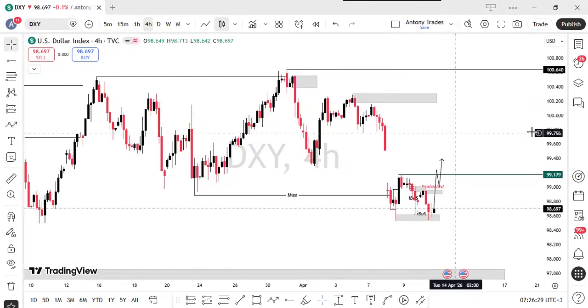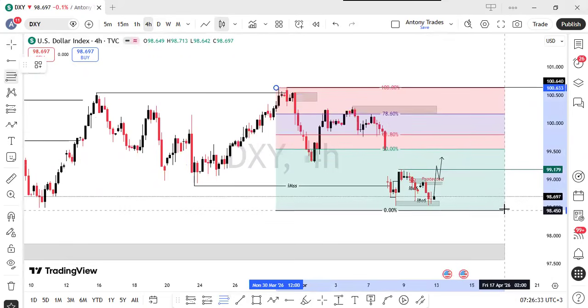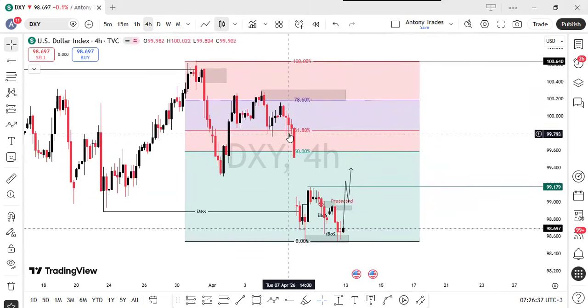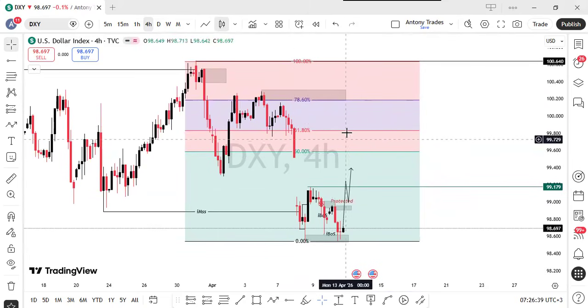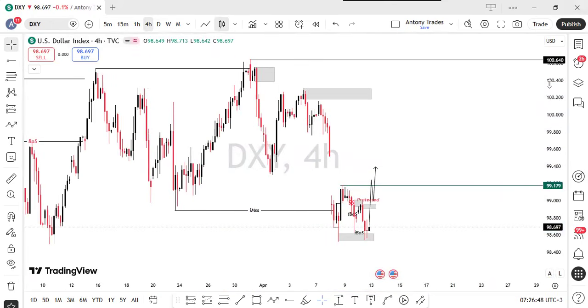This is why we have to pay attention to the internal structure, because anything above the 50% the market can react to. You see, we have this gap around this area and we have a fair value gap here. So the market can come here, fill this gap, and then react from this fair value gap and continue selling. So that is where we also have to watch the lower time frames.